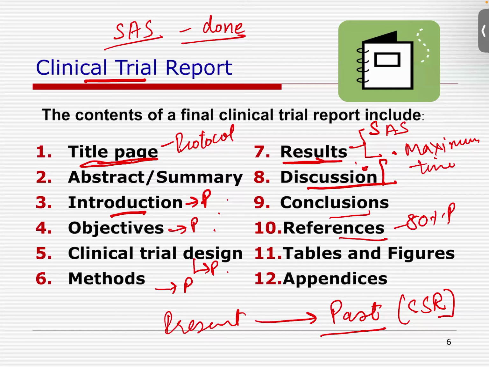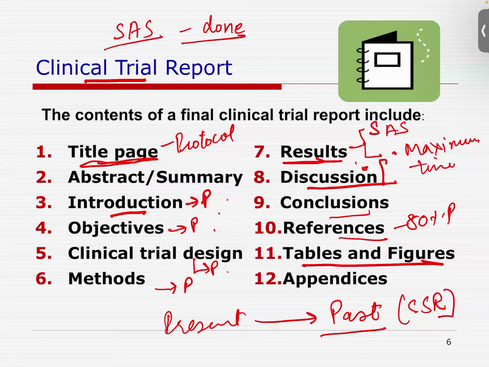Tables and figures your stat team is giving to you. You are adding them in your CSR. Maybe you have to add a chronology, or maybe you have to change a chronology or things like that. And these days, because of automation, we are directly embedding them. Earlier, we used to copy paste. Not now. Appendices, all your protocols, CSRs, they get attached here.